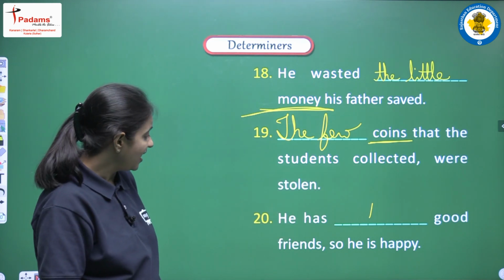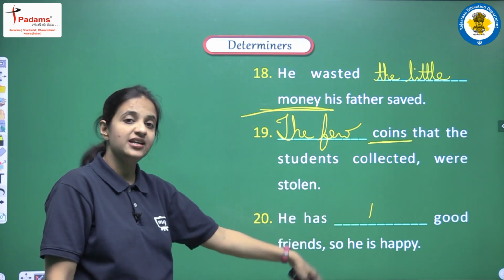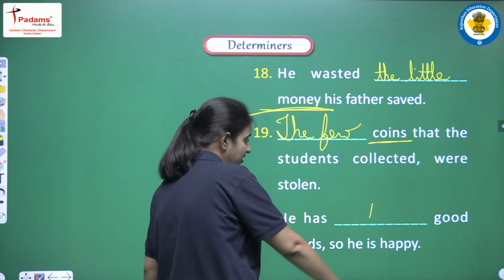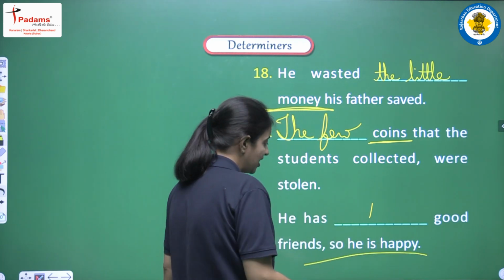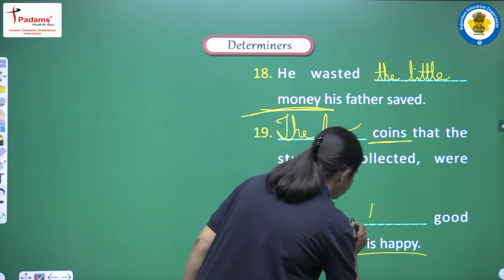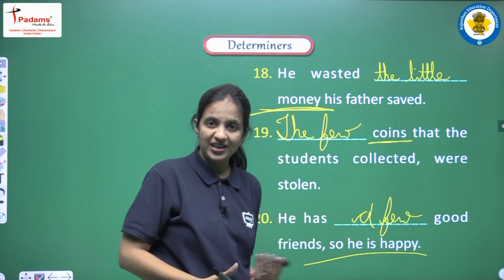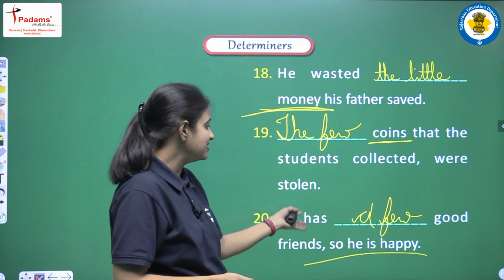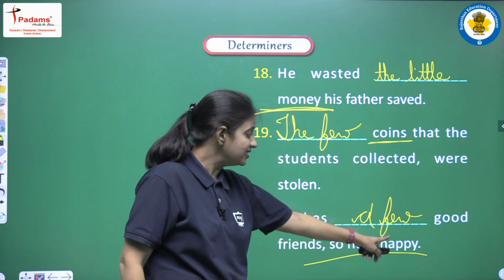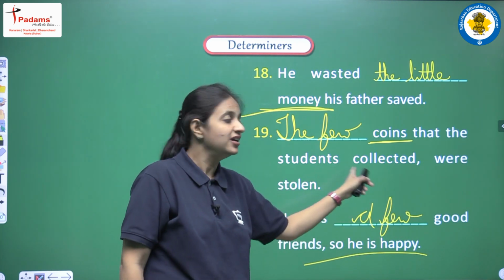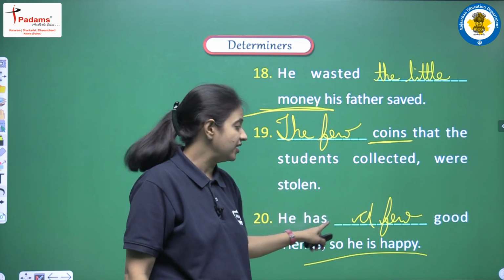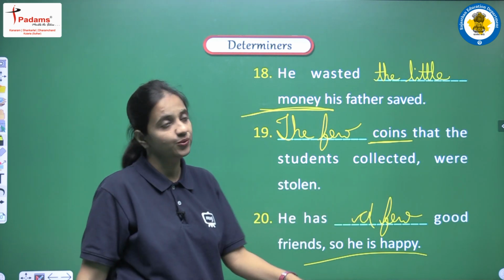Next is he has good friends, so he is happy. So here we are saying that he is happy. Why is he happy? Because he actually is having a few good friends, right? So here we are having a positive meaning in the sentence, and he is having some good friends, and this is the reason he is happy. So here friends is a countable noun, so here our answer will be a few.